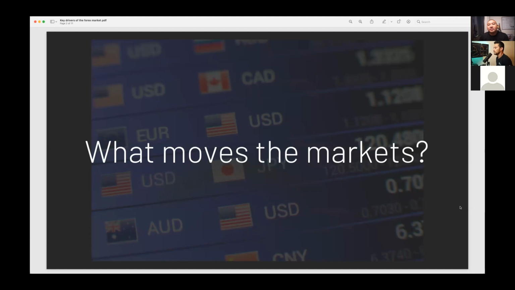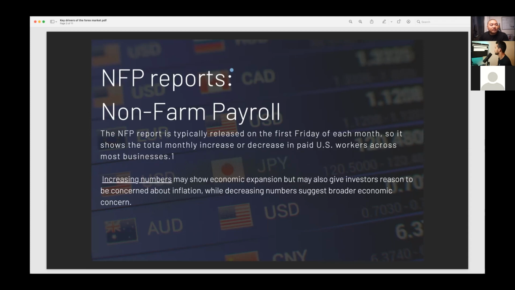So what moves the markets? There's many things. There's not one thing. We'll just put that right there. There's not one thing that moves the markets. You're going to see an accumulation of things that moves the market. So we're going to be going over a few points. So right now, let's just start off with the NFP reports.